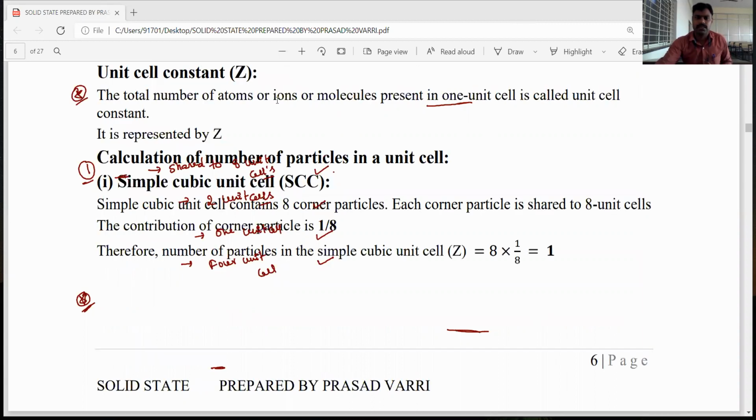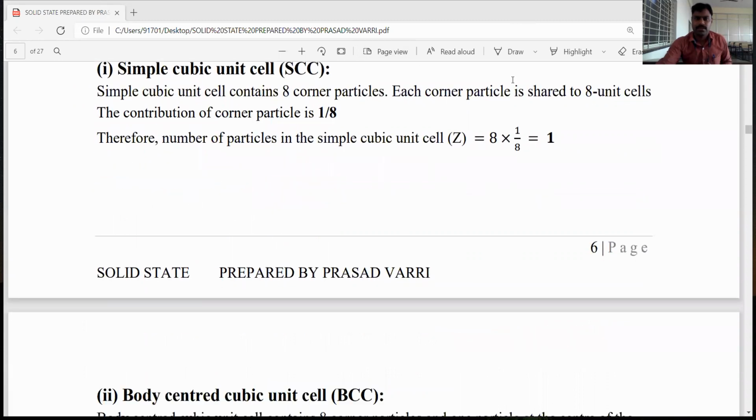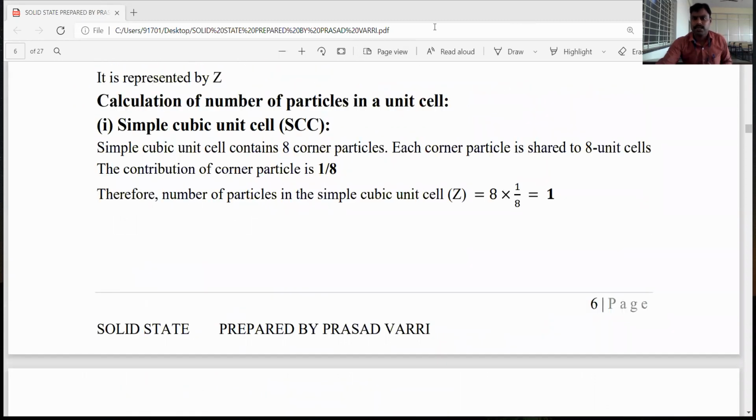Okay, let's see, dear students. Unit cell constant calculations for the simple cubic unit cell. First one, the simple cubic unit cell. Just imagine how the simple cubic unit cell will be present. The simple cubic unit cell is present like this.